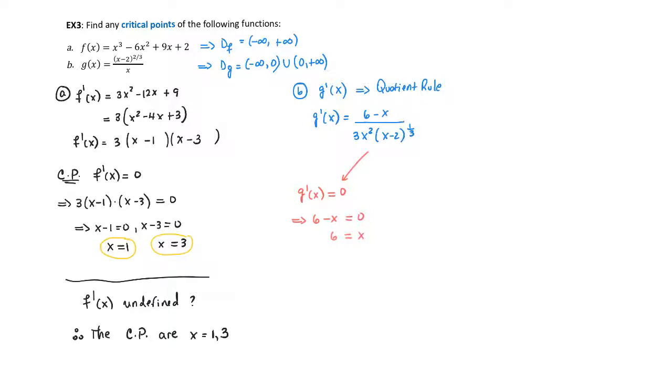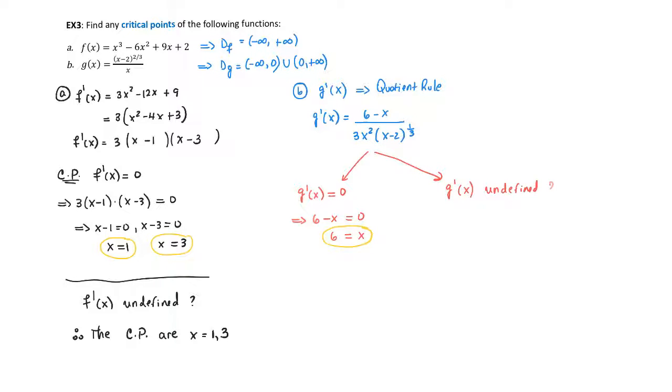Now, before I declare this a critical point, I have to make sure that 6 is in the domain of my function. So I'm going to go back to the domain over here, and I see that 6 is a valid number. It is in the domain, so I'm super happy with 6. Now I have to figure out, are there x values that will make my derivative undefined?